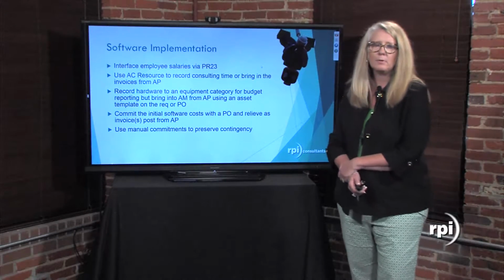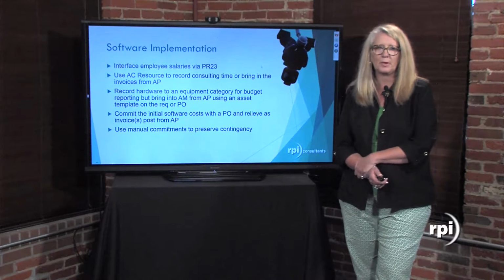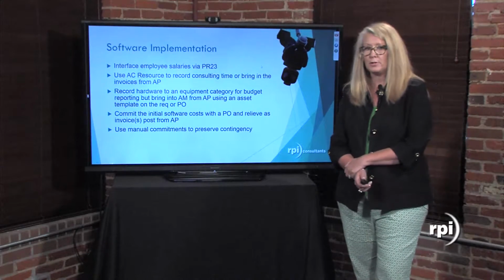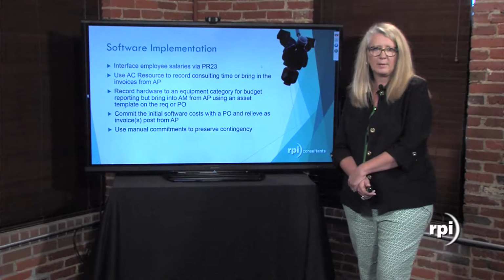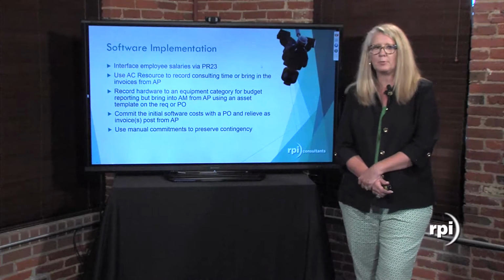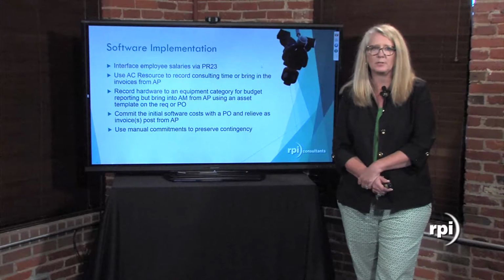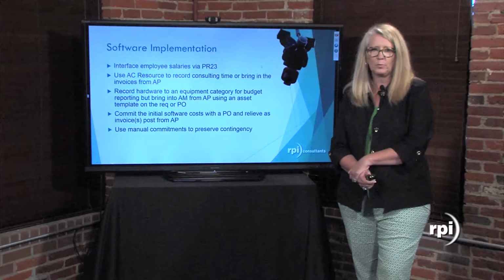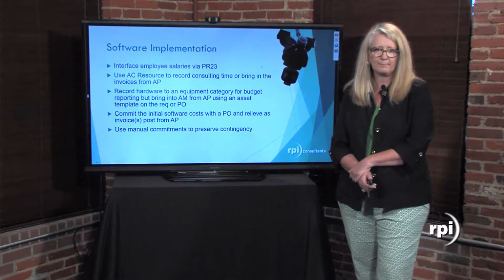Software implementation example. We're interfacing employee salaries via the PR23, so we've associated some employees' time that needs to be allocated to a project. We also can use an AC resource to record consulting time, or we can bring in the invoices from AP. We would record hardware to an equipment category for budget reporting, but bring into AM from AP using an asset template on the requisition or PO. That allows you to get all of the detail that you might need on that piece of equipment straight into AM versus having to go back in and key all the details later.